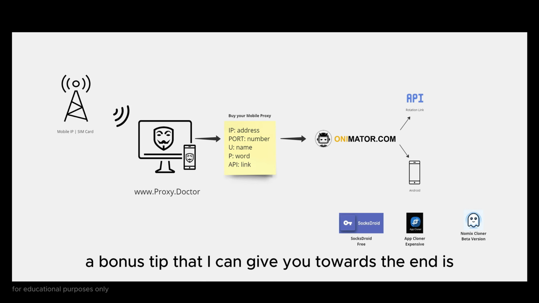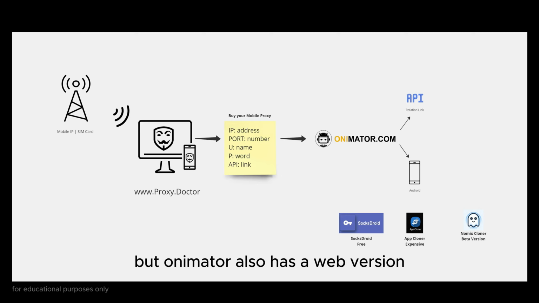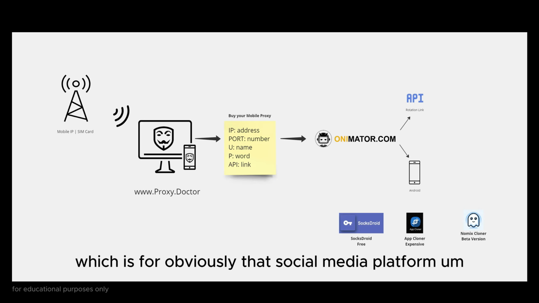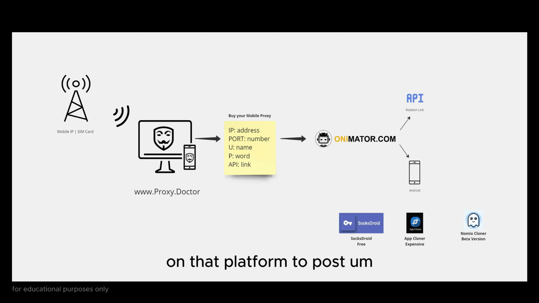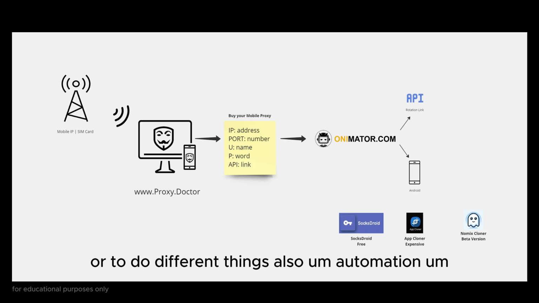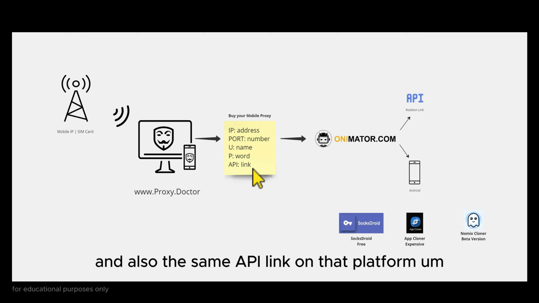Another thing, a bonus tip that I can give you towards the end is this is the Onimator bot for Android phones. But Onimator also has a web version or an online version called insta.onimator, which is for obviously that social media platform, and that you can use the same proxy that you use on your Android phones on that platform to post or to do different things, also automation. But you can use the same IP, port, username, and password, and also the same API link on that platform.